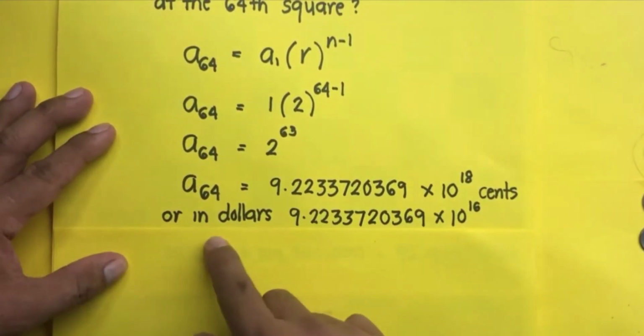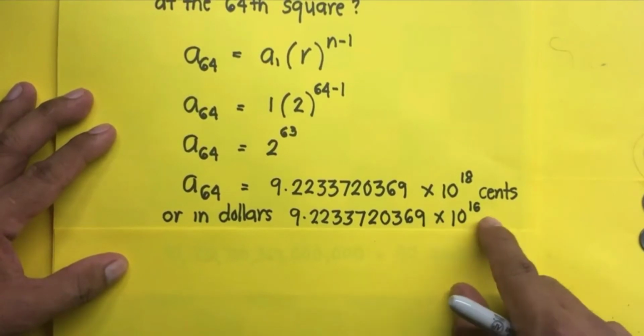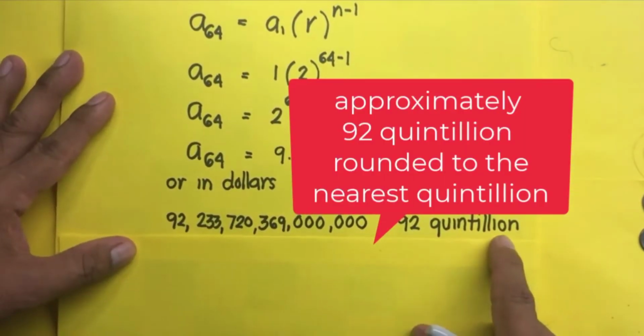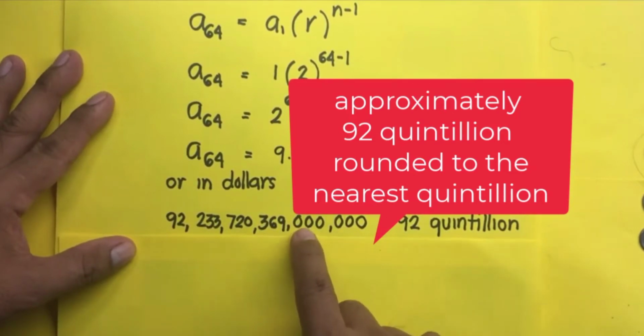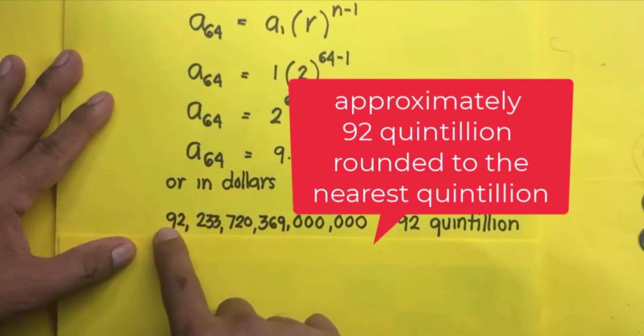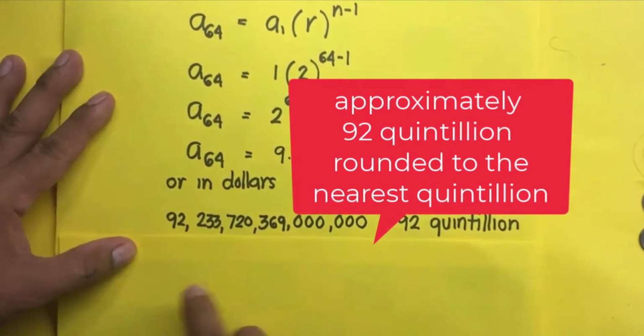Or in dollar value, that is this number times 10 to the 16. Or that is equal to 92 quintillion. This is thousand, million, billion, trillion, quadrillion, and quintillion. That's how big the amount is. But this is not it.